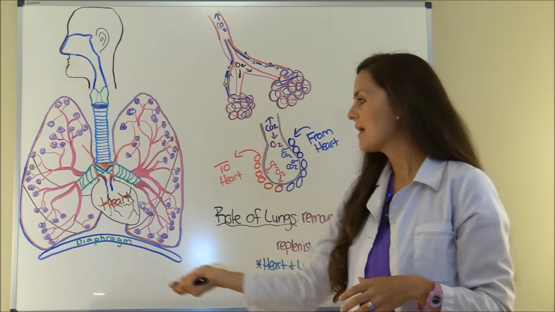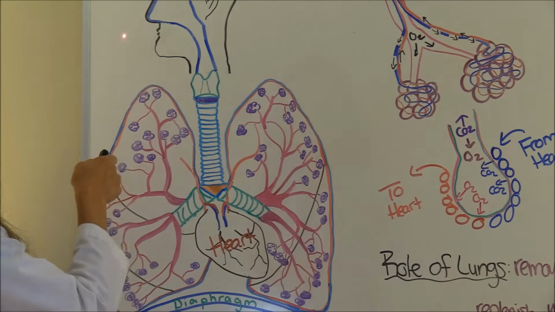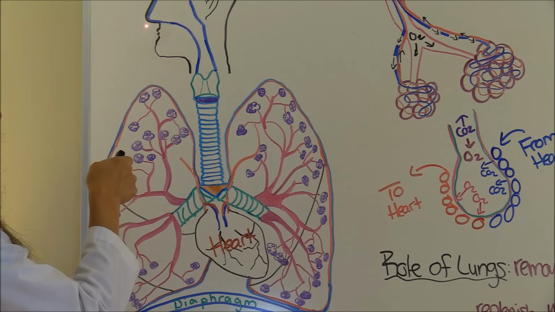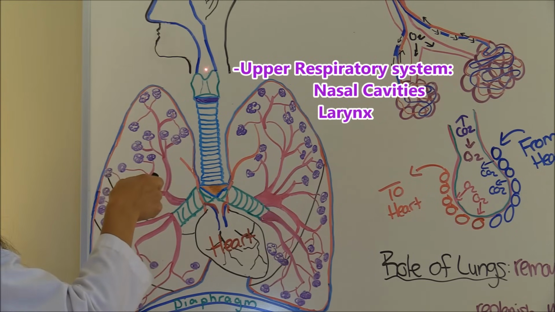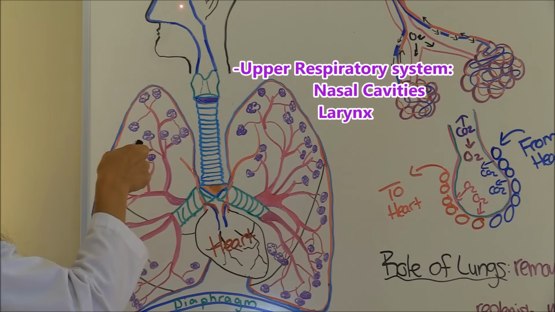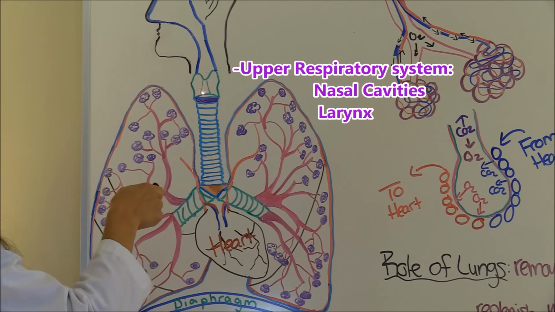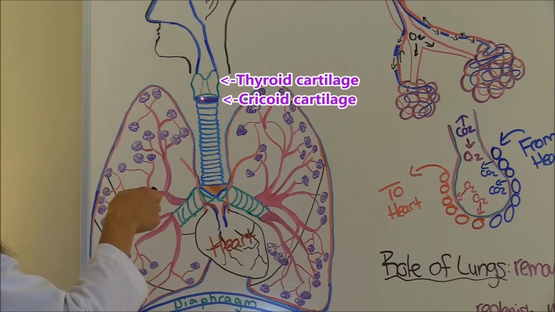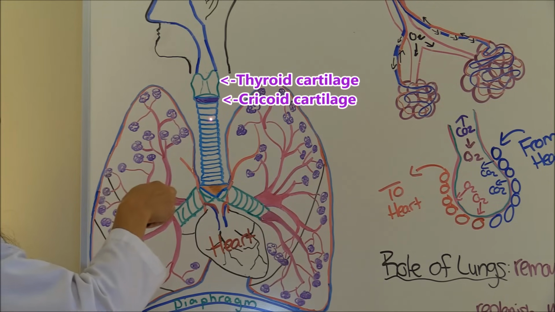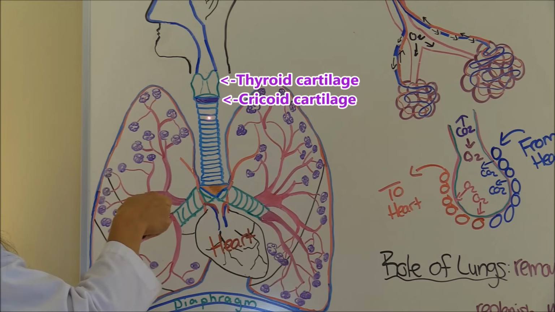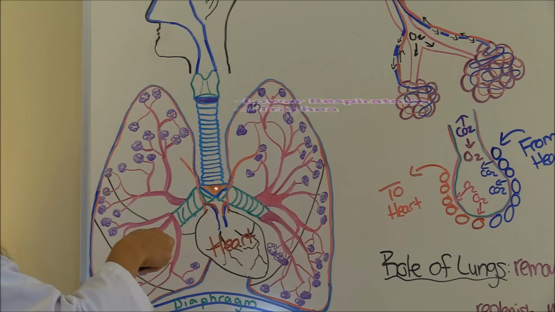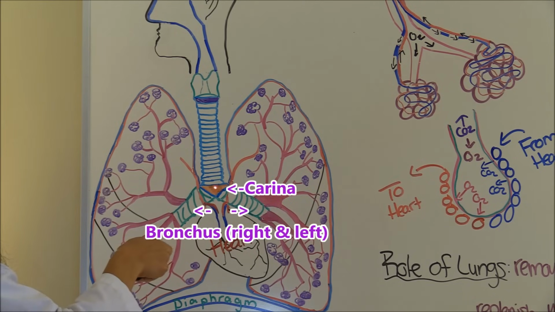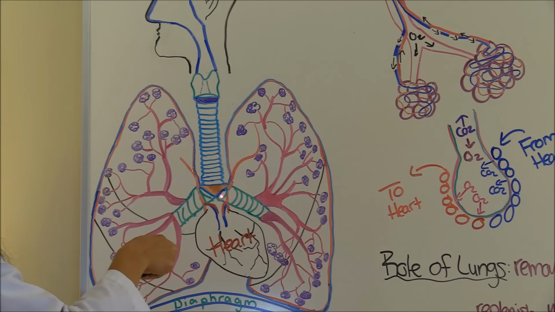Now let's look at the anatomy of the lungs up close. Air that you inhale with oxygen will enter in through your nose and through your mouth, and it will go down through your upper respiratory system, which includes your nasal cavities, down through your larynx, and here is your thyroid cartilage, and then there's your cricoid cartilage. Then it will enter down through the lower respiratory system, which includes your trachea, and the trachea will branch off into the bronchus at the carina, this cartilage triangular area. And you will have your primary bronchi, which are your right and left bronchus.